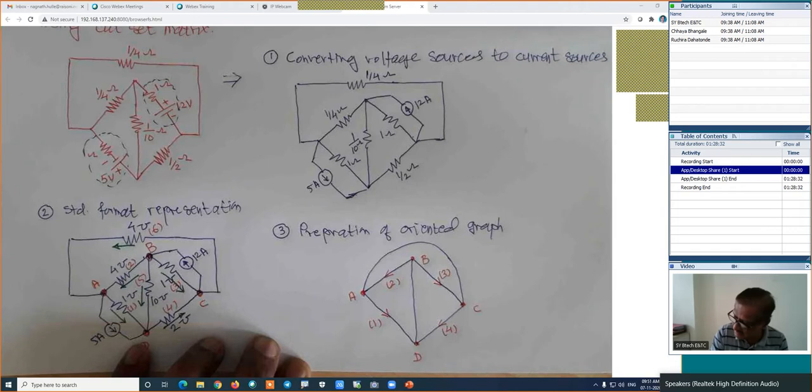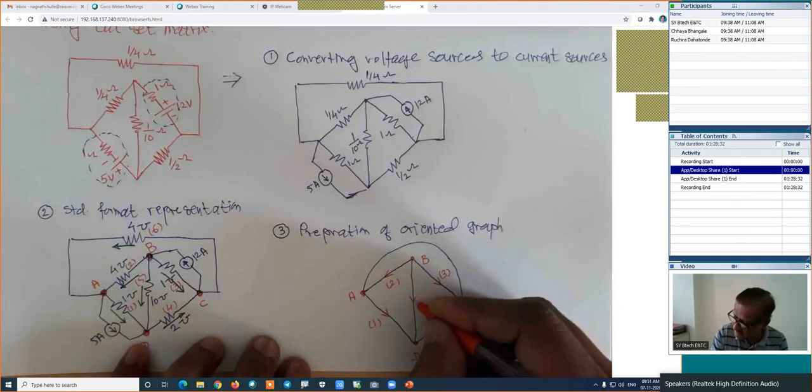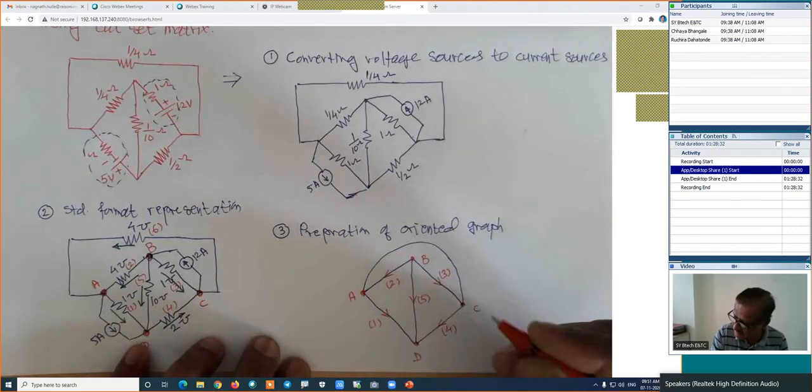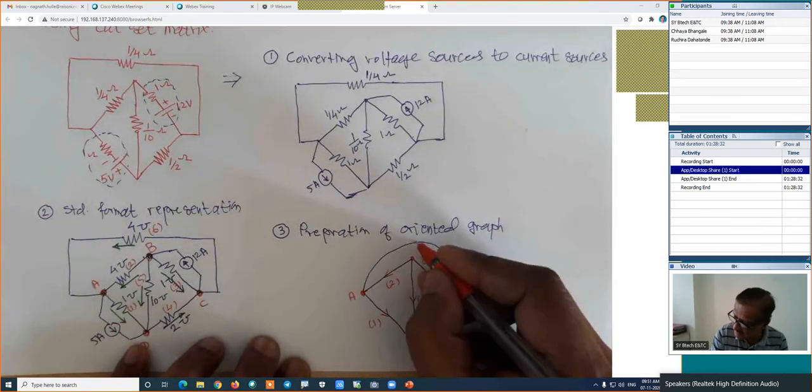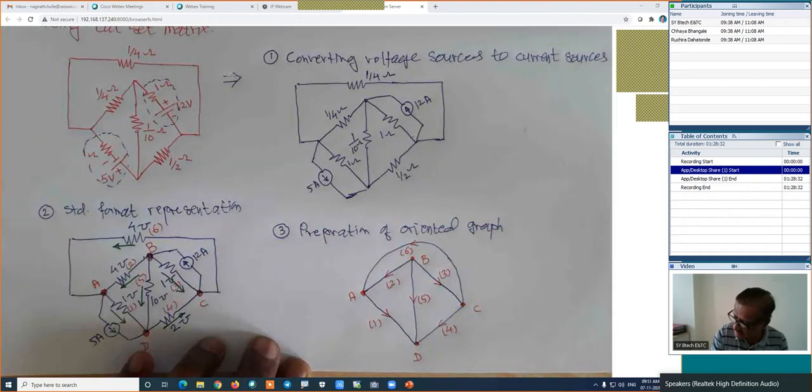Again here this current is downward, and this is branch number 5. And finally for branch number 6 we have taken its current in the opposite direction, and this is branch number 6. This is the preparation of the directed graph or oriented graph.